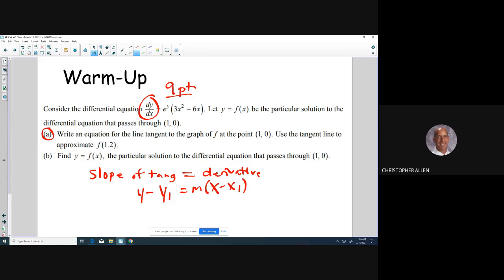You hopefully are familiar with this notation. That's called point slope form. We know what y1 is. Well, y1 is 0. We know what x1 is. x1 is 1. So the thing we've got to do is figure out what the slope of the tangent line is. Well, that has to do with the derivative. In other words, you need to plug in 1 for x and 0 for y.